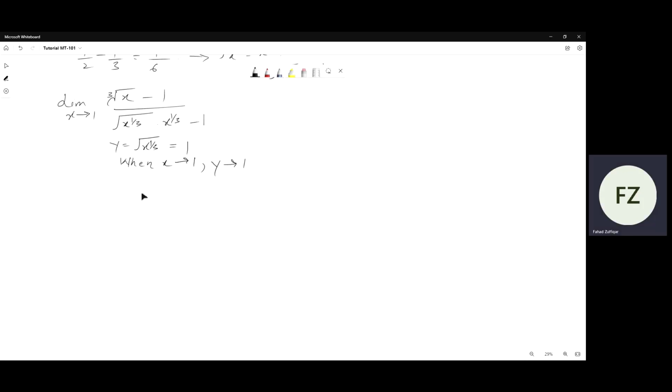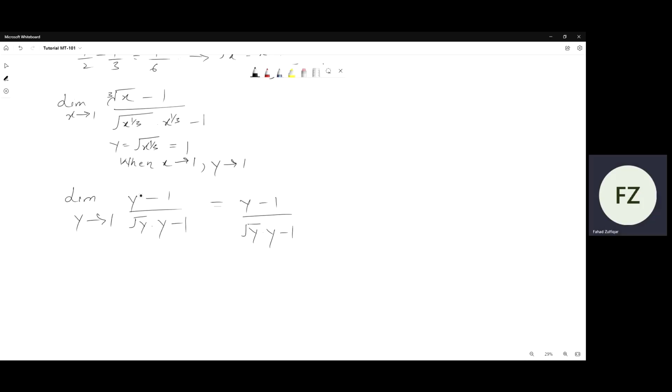Now what we have to do is we can transform the limit to limit y approaches to 1. So the cube root of x is actually y minus 1 over cube root of x whole square root. This becomes under root y, and x raised to 1 by 3 becomes y minus 1. So this will turn into y minus 1 over under root y dot y minus 1.